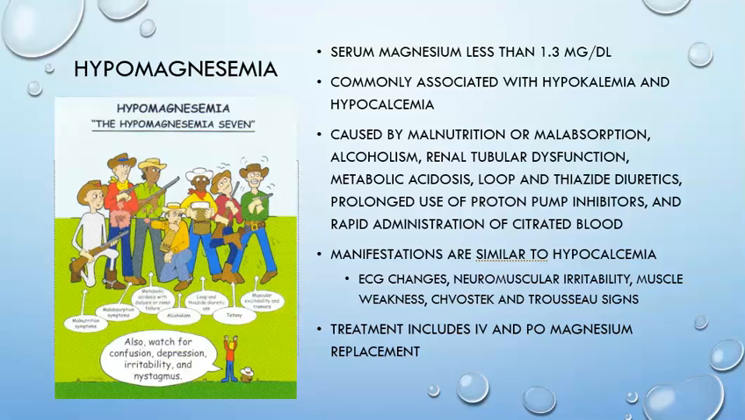Similar to our hypocalcemia clinical manifestations, the EKG changes, neuromuscular irritability, so muscle spasms, muscle weakness, the Chvostek and Trousseau signs, and then we need to replace their magnesium with IV or PO. A lot of times your physicians might replace with both because the IV will burn through quicker. But the PO is a slower absorption but lasts longer.